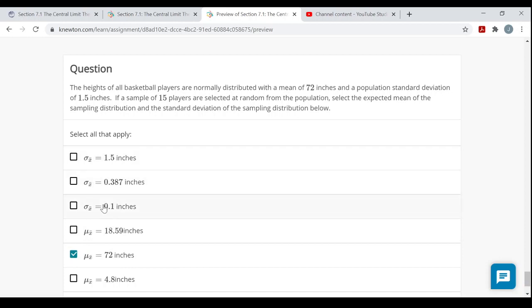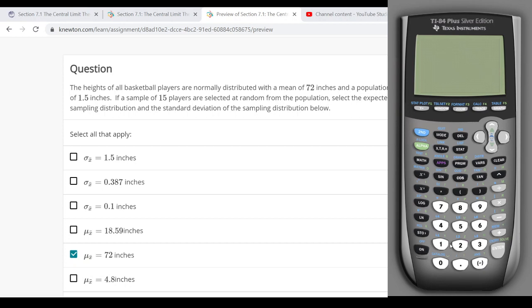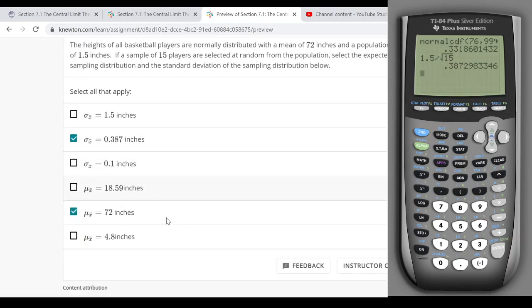And then the standard deviation of those averages will be the standard deviation of the original population, 1.5, divided by the square root of 15. Let me pull up the calculator. There we go. 1.5, the original standard deviation, divided by the square root of the sample size. So about 0.387, which is this box here. So these are the only two that apply. I submit and it looks good.